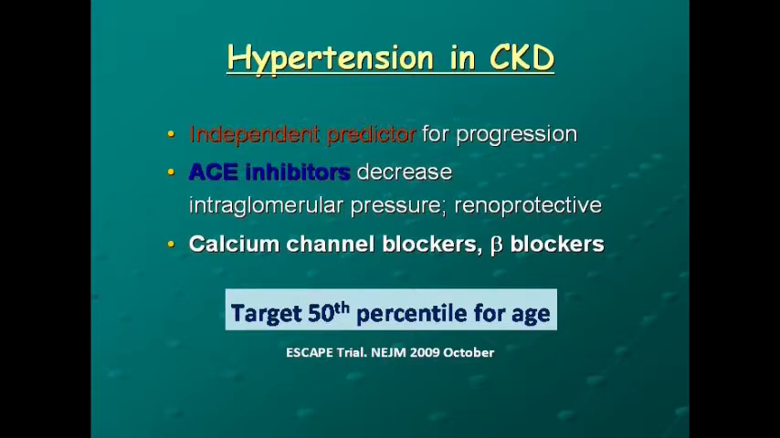Kids where we cannot use ACE inhibitors for various reasons, if they have excessive cough, for example, or if the GFR is below 15 or 12, one could use either calcium channel blockers or beta blockers.